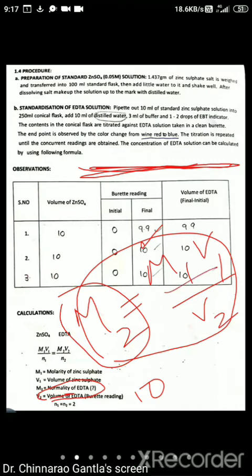Very good explanation. Okay, standardization of EDTA. There is M1 V1 is equal to M2 V2. From the data, M2, the EDTA molarity, is calculated. M2 is equal to M1 V1 by V2. That is the formula. Right, thank you.